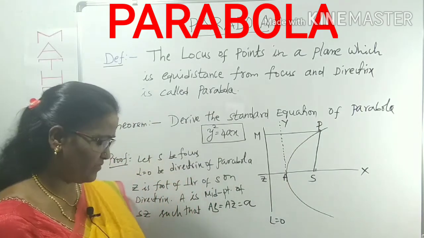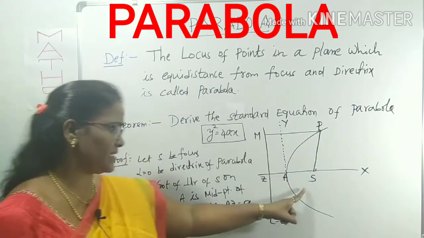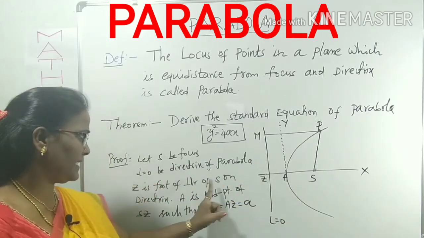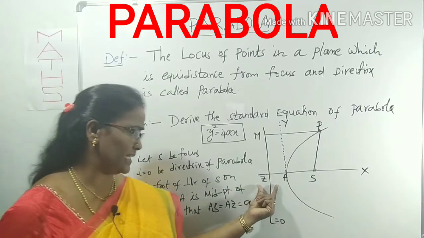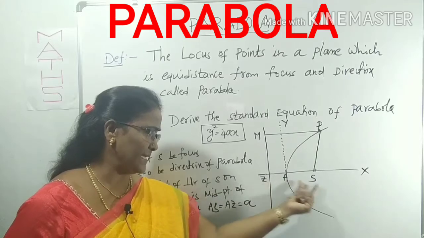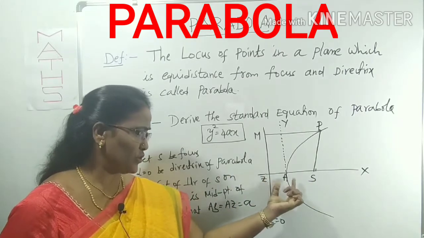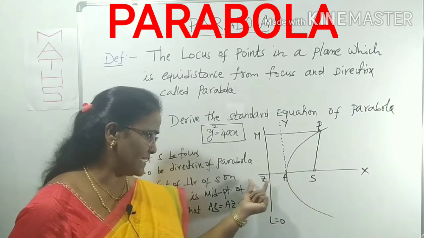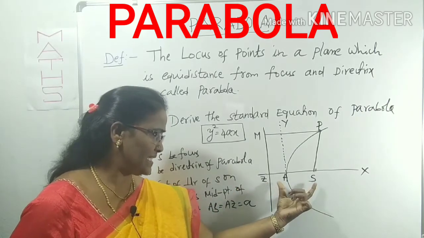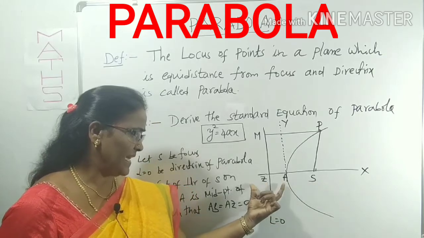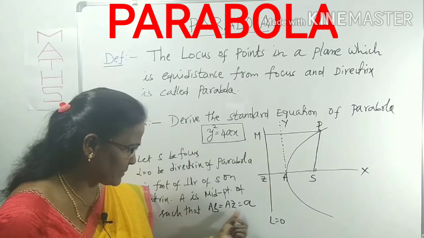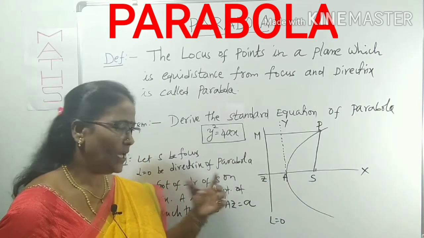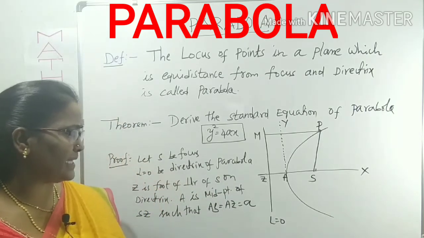Is it clear now? First what you have to take? S be the focus. L equal to 0 be the directrix of the parabola. Then what is Z? Z is the foot of the perpendicular of S on the directrix. Now we can choose one of the points on the parabola. A is midpoint of S and Z such that the distance SA is the same as the AZ distance, taken as some small a. Clear? Now what we can come to the next point?